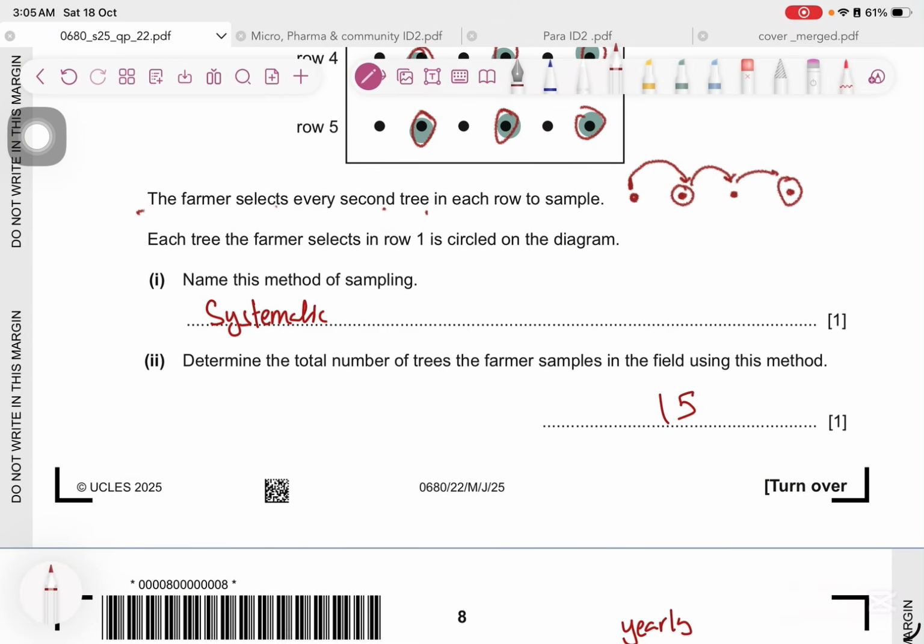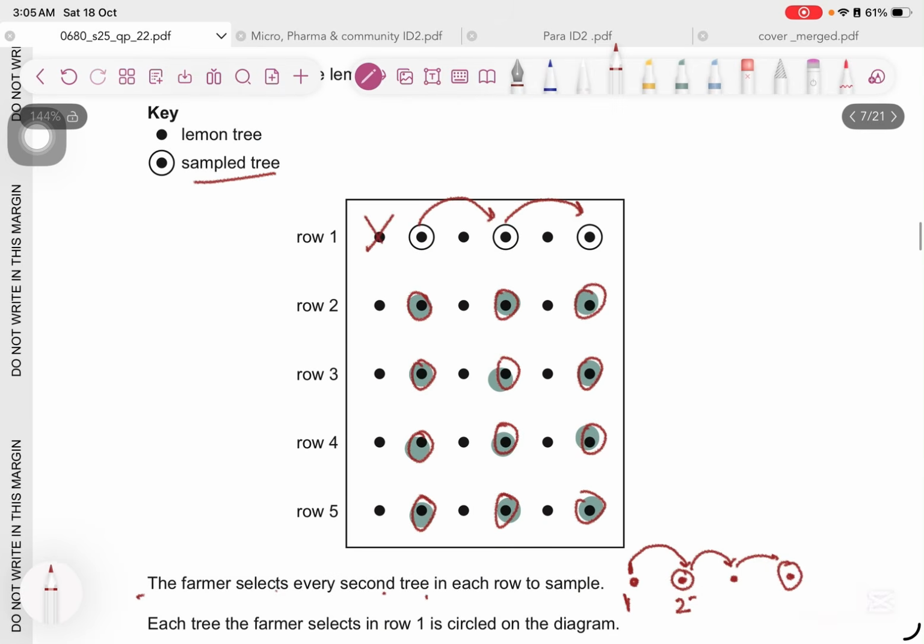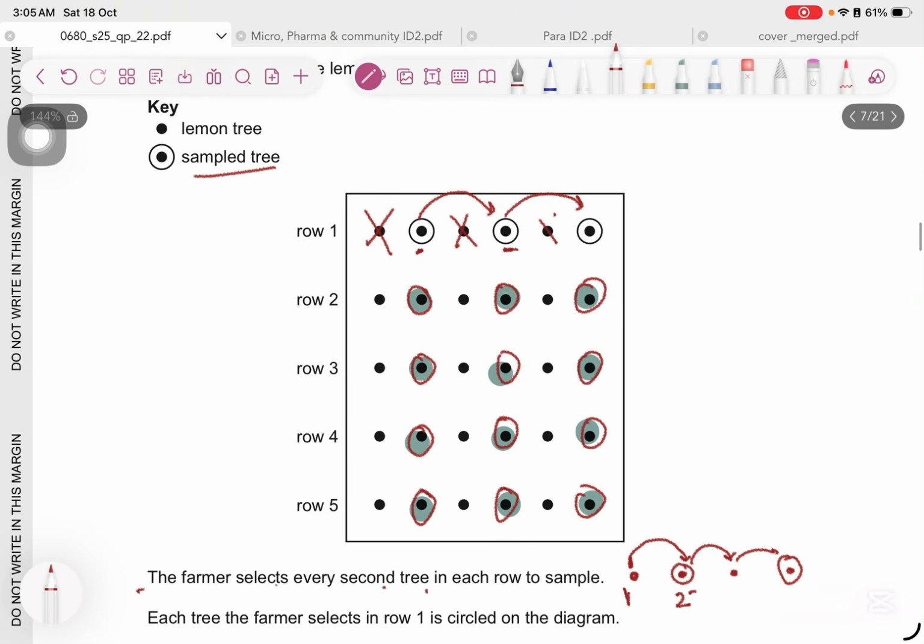Okay? Every second tree. This is the first tree, this is the second tree. Okay? And it keeps this up. That's exactly what we're going to do. We skip the first one, choose the second one. Skip the first one, choose the second one. Like that. Okay? That is how we are going to answer this question.